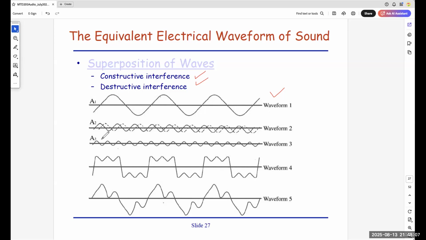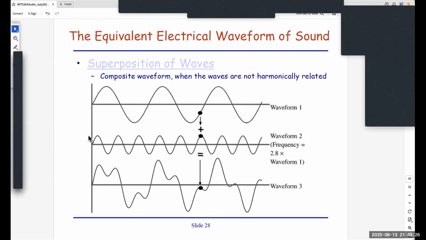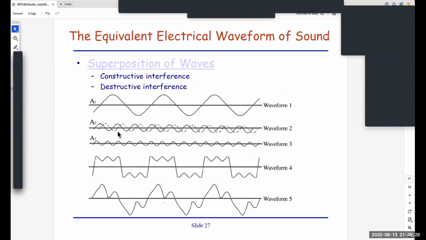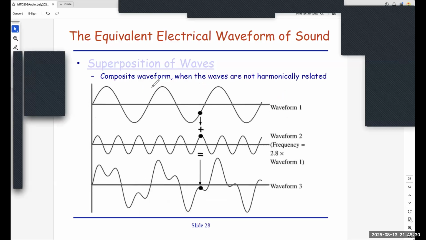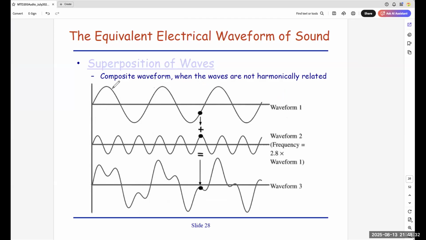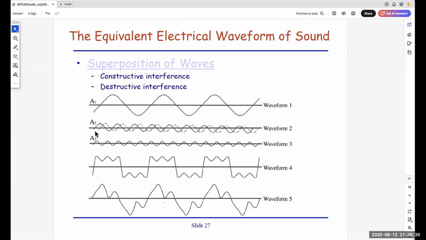Then you have waveform A3, with smaller amplitude. Then you have waveform A4 and A5. So you can see that if you combine all these waveforms together, sometimes they add up. So maybe let me remove this one to illustrate that. Maybe this slide is not good to illustrate using. You can see that, for example, this is waveform 1, up and down, up and down, up and down. Then you add waveform 2.